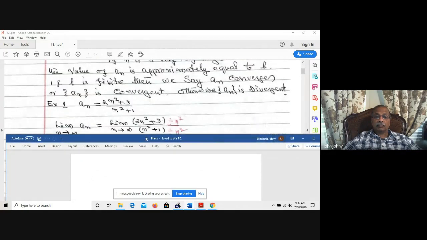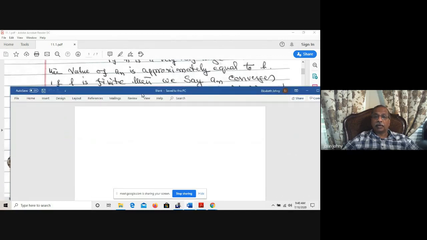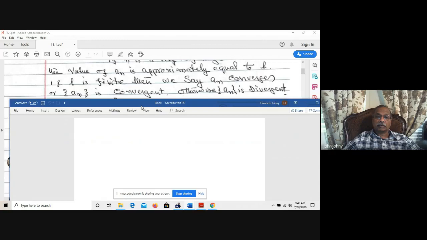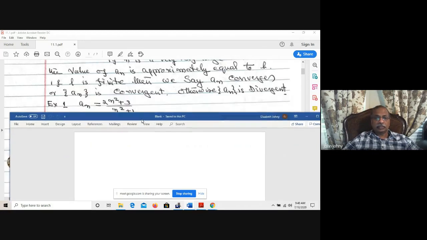If L is finite, then we say that an converges, or sequence an is convergent. Otherwise, sequence an is divergent. So if the limit is infinity or negative infinity, we say this is divergent.